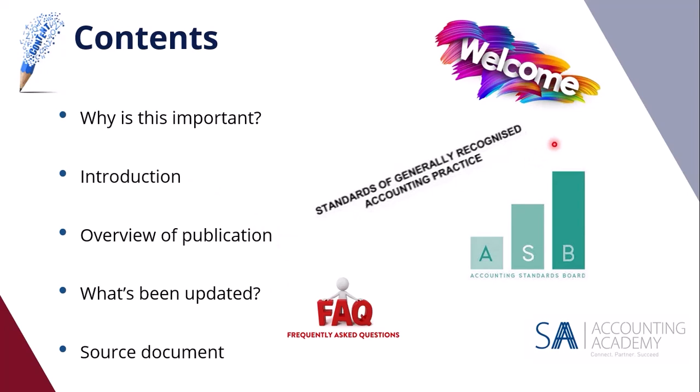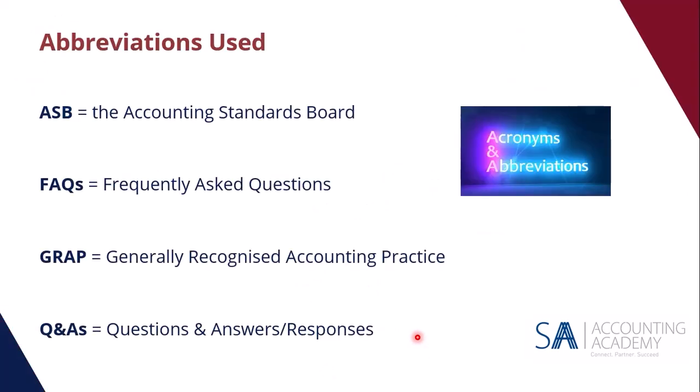All right, so as you can see, me being a picture person, we are looking at something that was issued by the Accounting Standards Board dealing specifically with the standards of GRAP, and it is an FAQ document. Let's quickly look at some of the abbreviations that you'll find on the slides today. ASB stands for the Accounting Standards Board. FAQs, frequently asked questions. GRAP is generally recognized accounting practice, and Q&As are obviously questions and answers or responses.